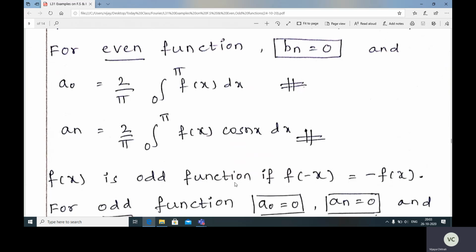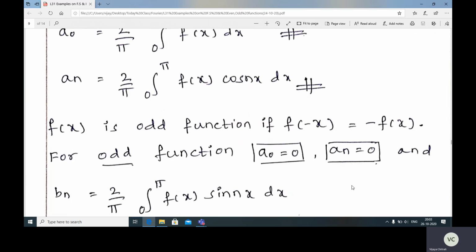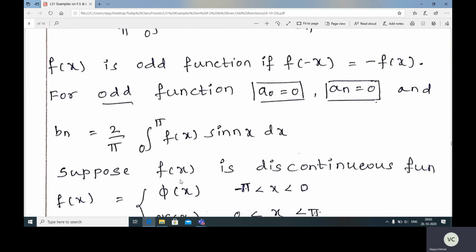f of x is an odd function if f of minus x is equal to minus f of x. For an odd function, A0 and An both equal 0 and Bn is equal to 2 by pi integration from 0 to pi of f of x sine nx dx. We need to find here only Bn.